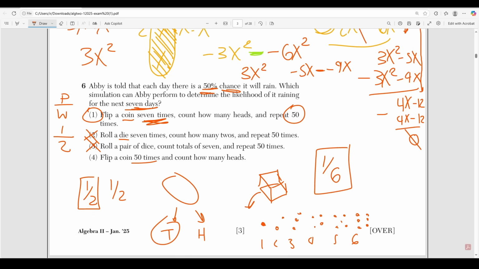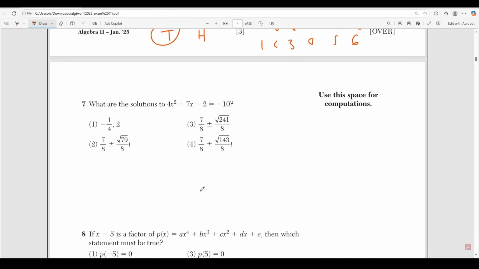Okay? So number 7 asks us for the solutions to 4x squared minus 7x minus 12 is equal to negative 10. Whenever you're asked to find the solutions, you're trying to find the zeros of the function, which means that you have to set everything equal to 0 here. So to set this equal to 0, we'll add 10 on both sides, okay? And we'll have 4x squared minus 7x plus 8 is equal to 0.